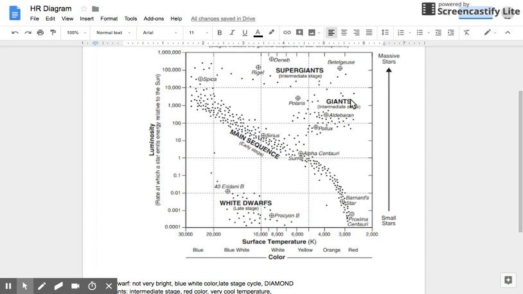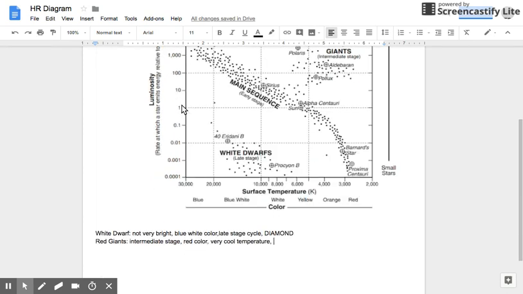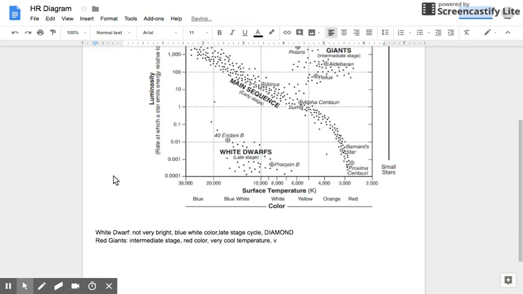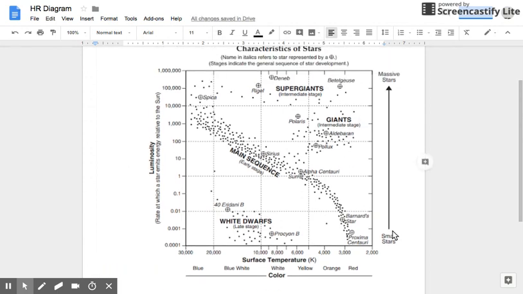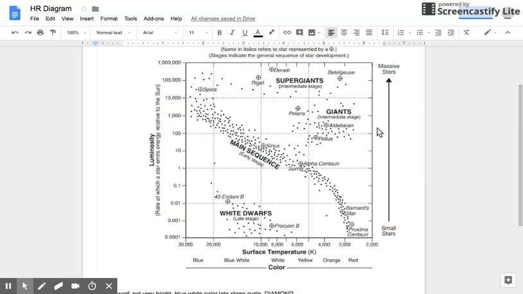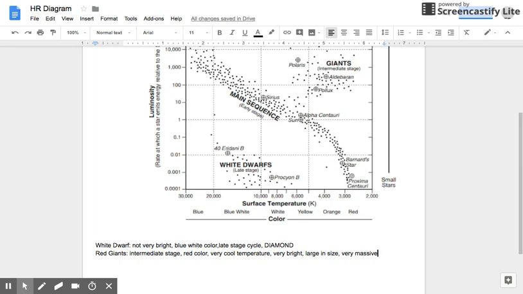However, they're very bright. They're pretty high up if you're going upwards on the graph. I'm seeing around 1000 luminosity. That's very bright, so you can see them very well, and they're large in size and very massive. As we can see on the right side, we have another indicator of how massive these stars are.